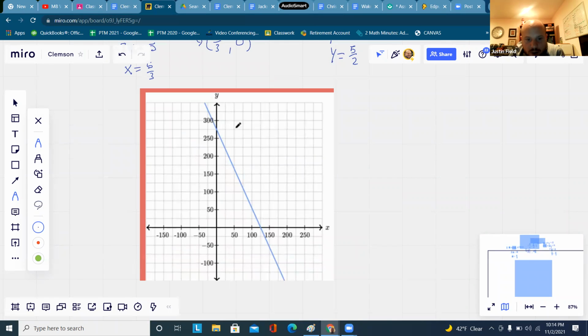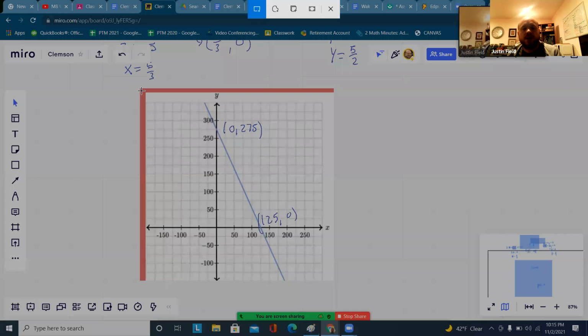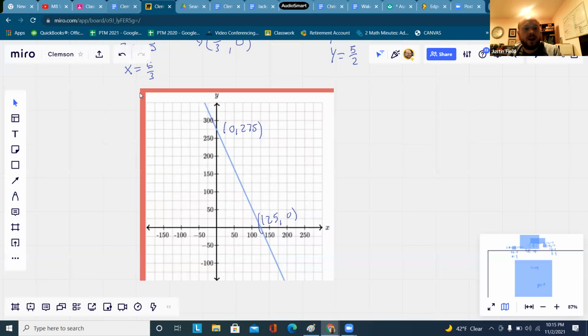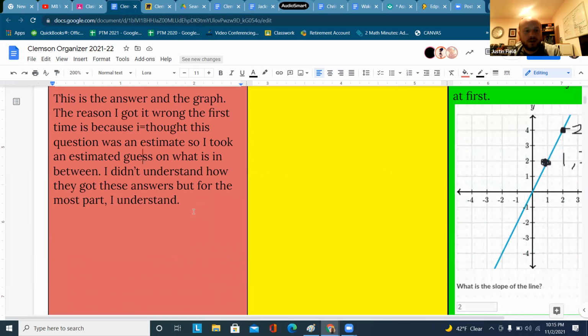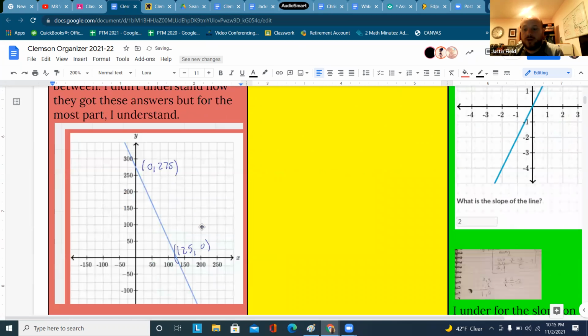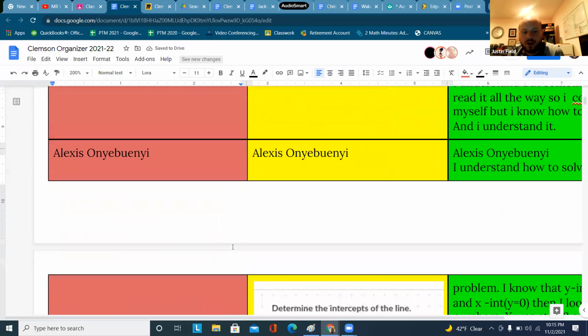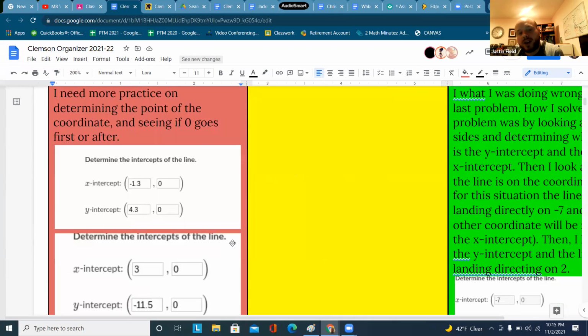So what was this again? Do you guys remember? 0.275. And then this one right here is going to be 125, 0. And again, do you see the zeros there? Yeah. But the nice thing about Khan Academy is, oh, but for the most part, I understand. So once you understand, make sure, Davina and everybody, that you move it over to the yellow or the green. It's called updating the organizer.